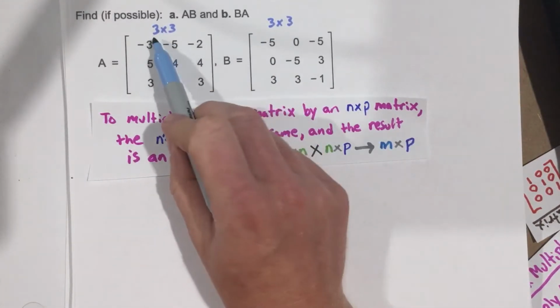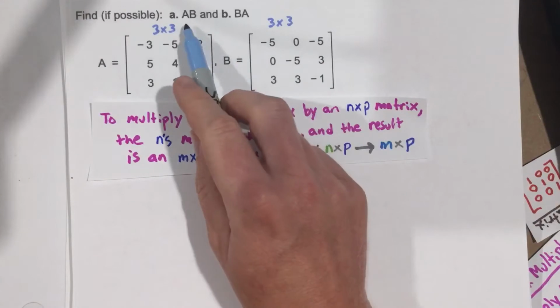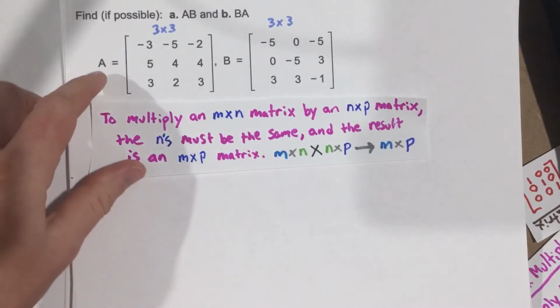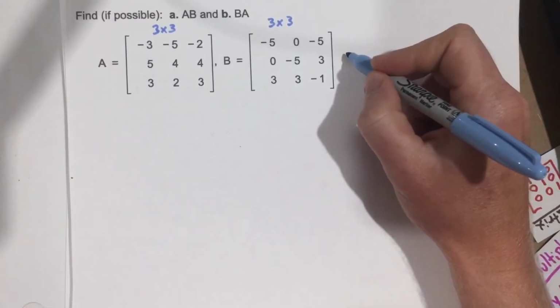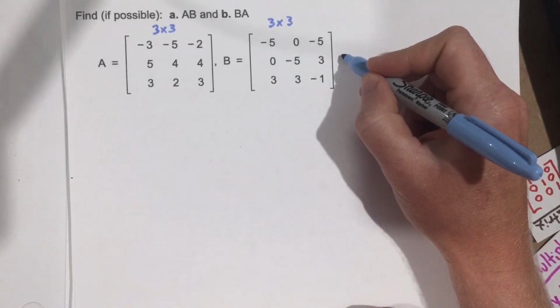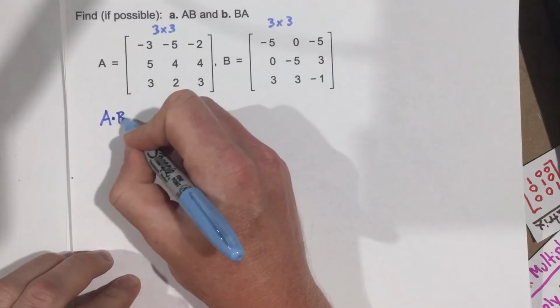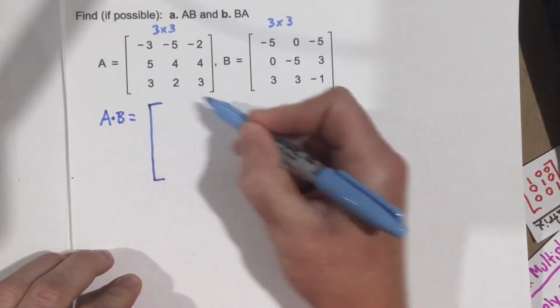If we look at the outside dimensions to give us our new matrix, we're going to get a 3 by 3. And that doesn't matter whether we multiply A times B or B times A. So actually both of these are possible. So all we've got to do is go through and actually do the multiplication. So out here I'm going to say that this is A times B. Actually I'll do A times B right here. And let's draw the 3 by 3.